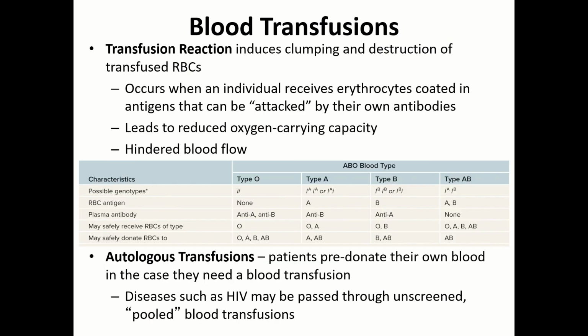Now, blood transfusions themselves occur anytime blood is transferred from one person to another. A transfusion reaction will occur in certain cases to induce clumping and destruction of those transfused erythrocytes. And again, this occurs when an individual receives erythrocytes coated in antigens that can be attacked by their own antibodies. The downside here is that this widespread hemolysis and destruction of erythrocytes causes you to have reduced oxygen carrying capacity. And because of all of the clumping that's taking place, this slows down blood flow.